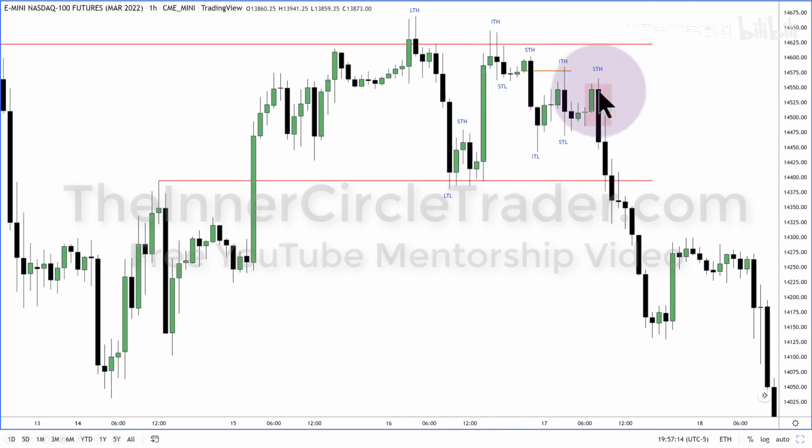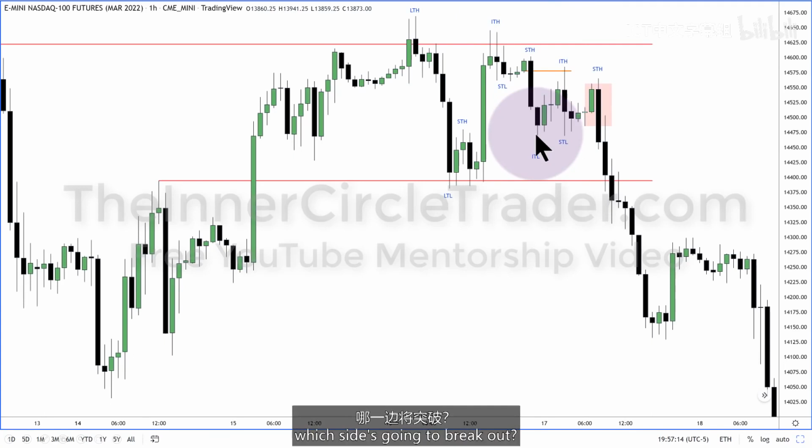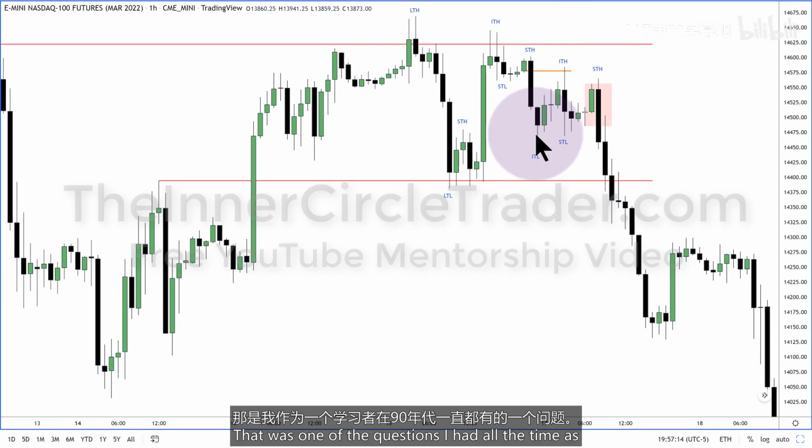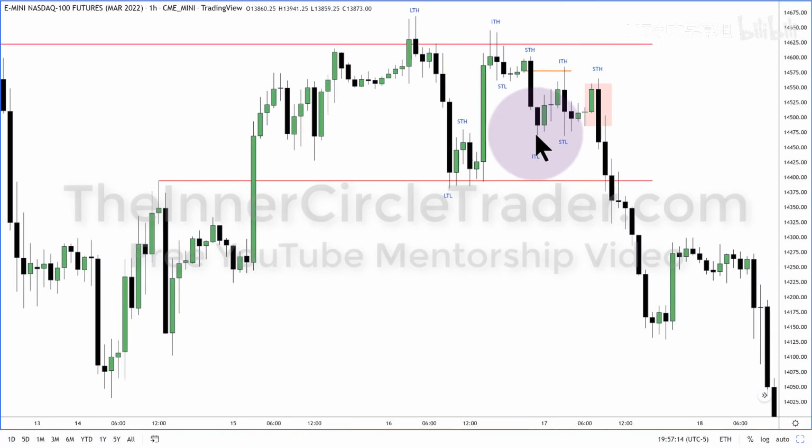So what's forming here? A pennant or a triangle pattern, right? How do you know which side's going to break out? That was one of the questions I had all the time as a developing student back in the 90s. 1992, 1993, I was buying every book I could get my hands on.